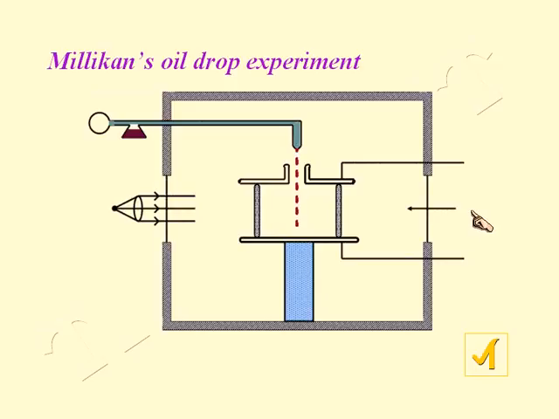So there are two parts in this experiment. First, the free fall of the drop, and then its motion under the field. Both motions can be explained in an elaborate manner.